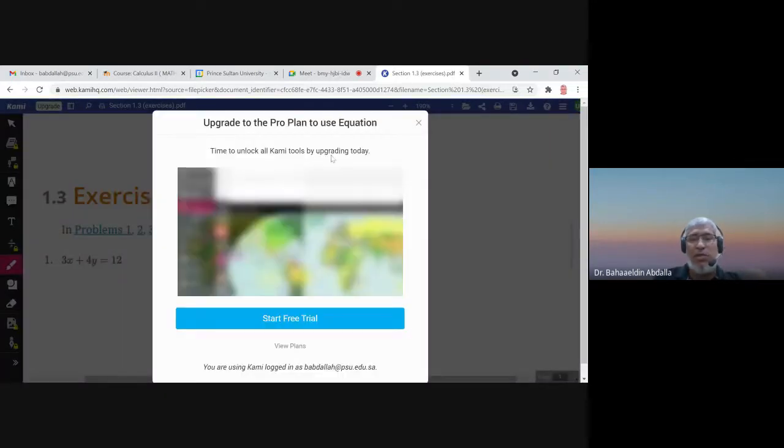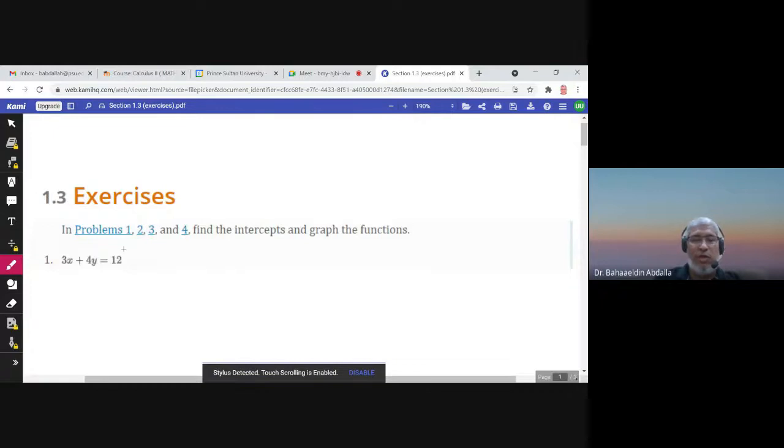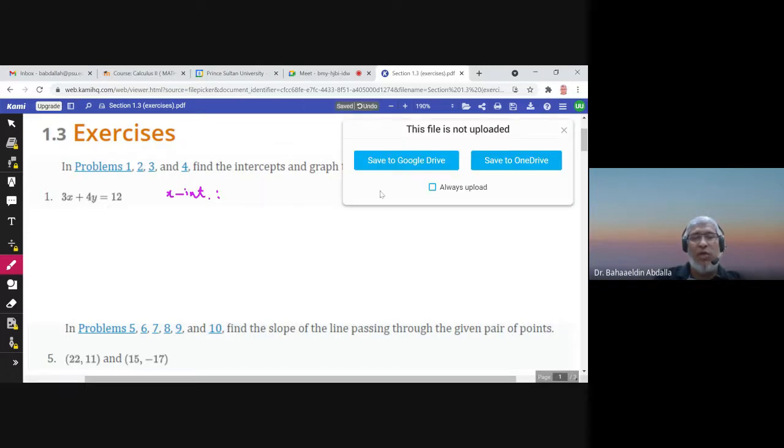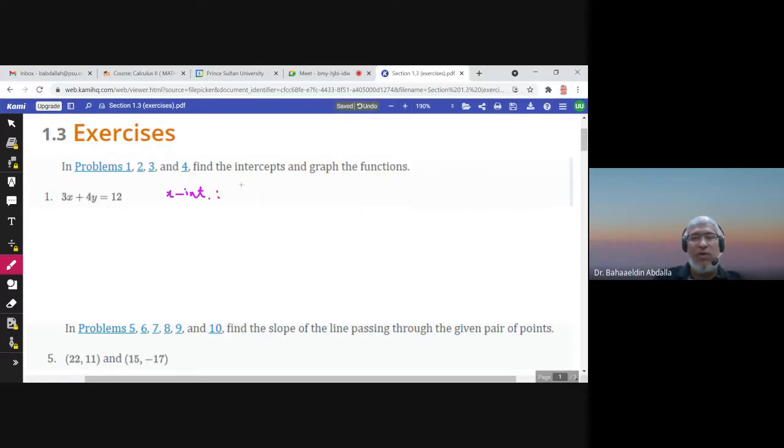These are some exercises about section 1.3. Find the intercepts and graph the function. Well, let us find the x-intercept. To find the x-intercept, we put y equals 0, so 3x would be equal to 12, or x is equal to 4. We divide both sides by 3.